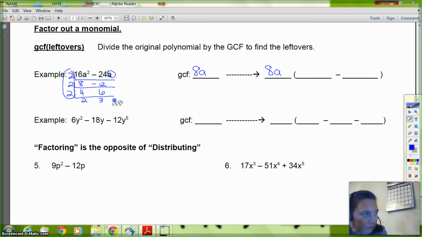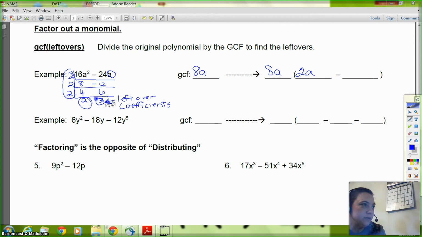And I want you to pay particular attention to these factors that we have left over at the end. These become our leftover coefficients. That's going to be helpful when we do our binomial. So if I divide out 8a, well, I have a coefficient of 2 left over. Here's my coefficient of 2 left over. And then if I'm dividing a squared by a, I subtract the exponents and I get an a left. So the first term in my binomial becomes 2a.